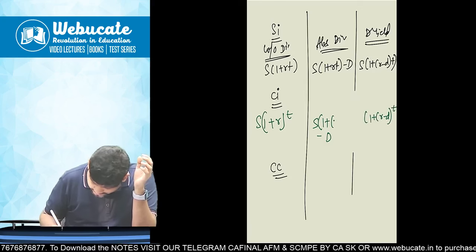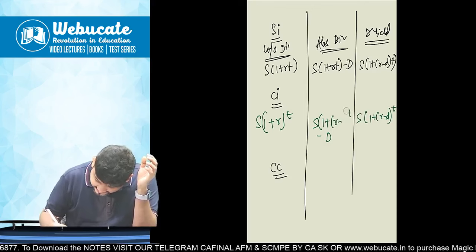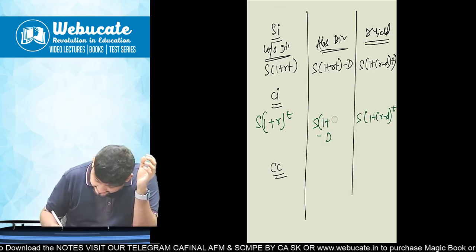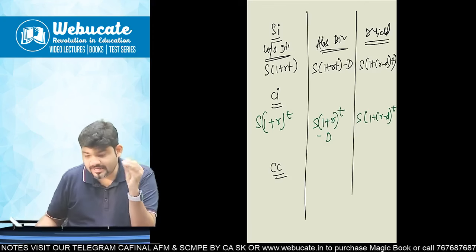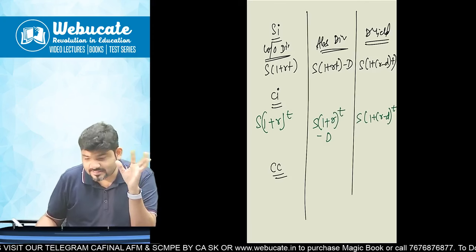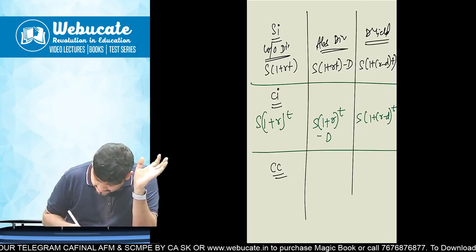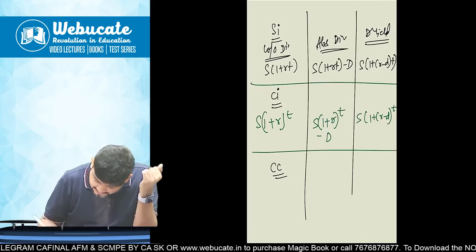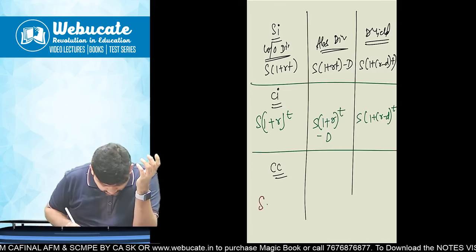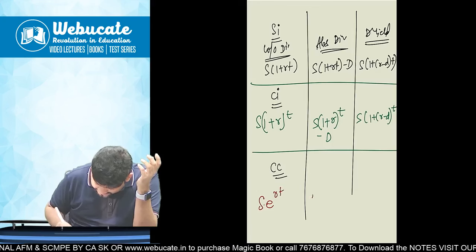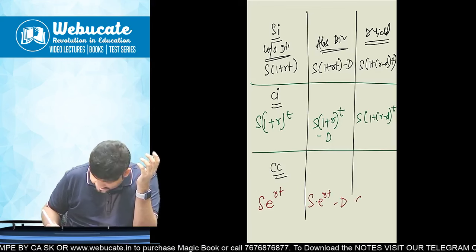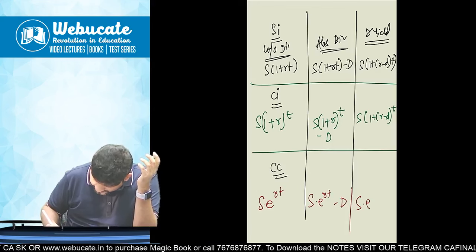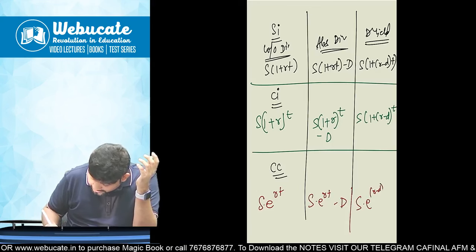Okay, my mistake. I got it. So this will be directly 1 plus r raised to t minus d, and then 1 plus r minus d raised to t. See, I made it for you. Then continuous compounding: S into e raised to rt. S into e raised to rt minus d. S into e raised to r minus d into t.